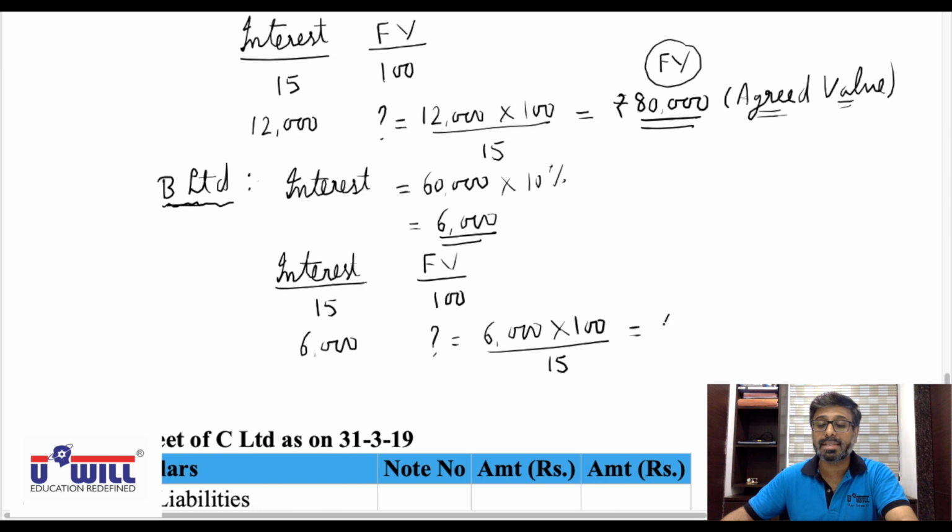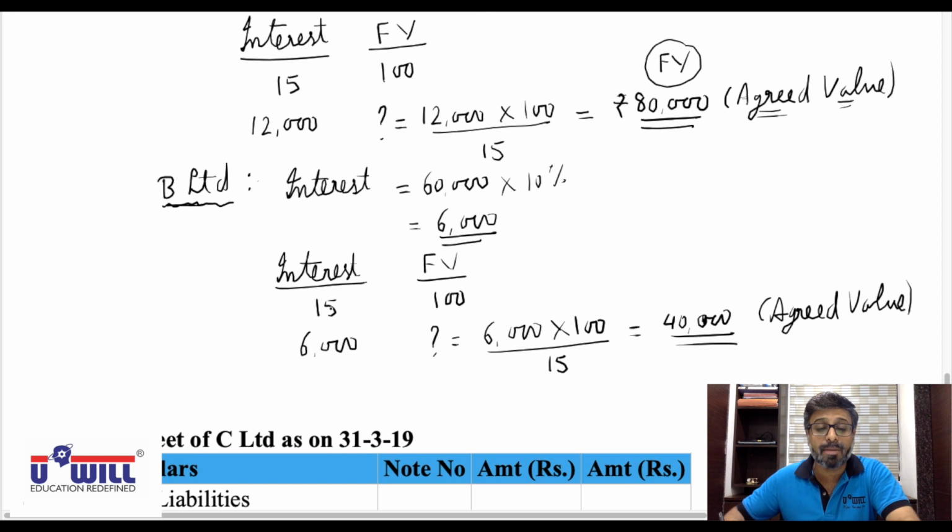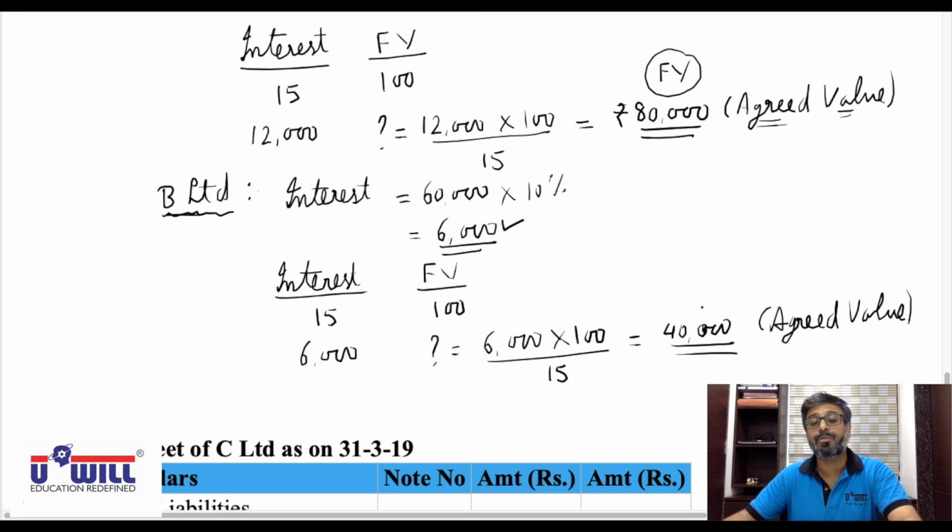6,000 into 100, 6 lakhs divided by 15, 40,000. So this 40,000 is the agreed value of debentures of B Limited. If we give them 40,000 of debentures in the new company, then at 15%, they will still continue to earn interest of 6,000. So what is the agreed value of A Limited's debentures? Instead of 1,20,000, 80,000. What is the agreed value of B Limited's debentures? Instead of 60,000, it's 40,000.